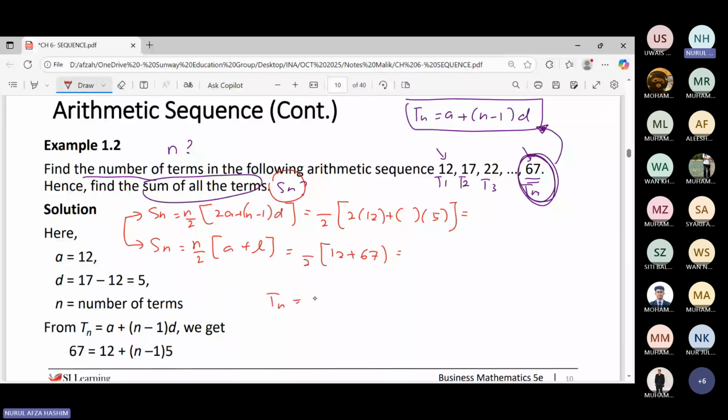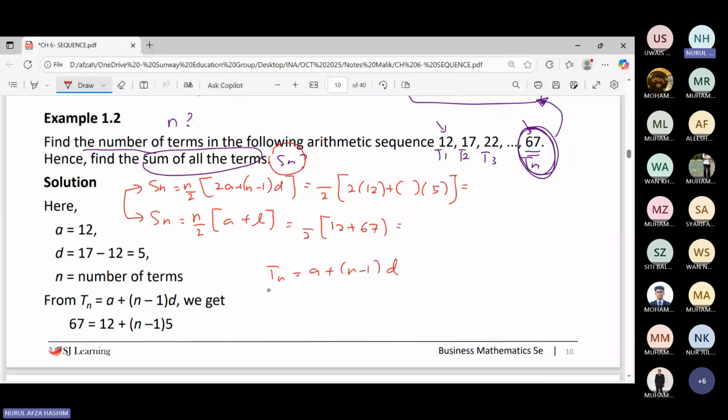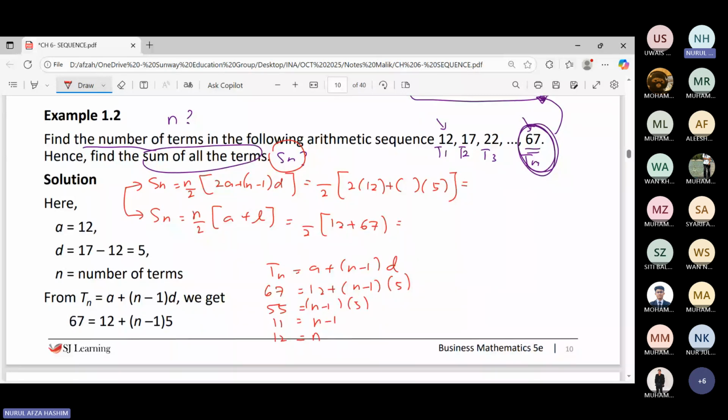Tn is equal to a plus n minus 1 d. This one is 67 equals to a, which is 12, plus n minus 1 d. So the d is 5. So this is 55 equals to n minus 1 d. N minus 1 is 11. N is 12, not 10. Sorry, wrong.